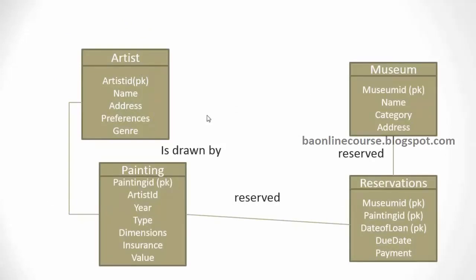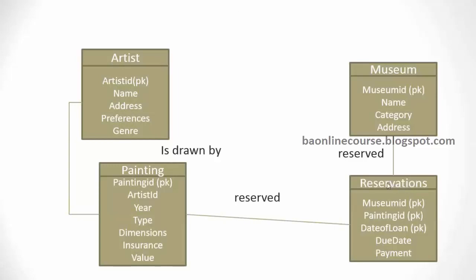Like there are a few things about artists that you want to store. These details would come in from your requirement. Your artist screen would have captured all those: name, ID, address, preferences about the artist. Then the artist ID, the year, the dimensions, the type, insurance, the value, a lot of details about the painting as well. All these details would be coming in from your requirement.